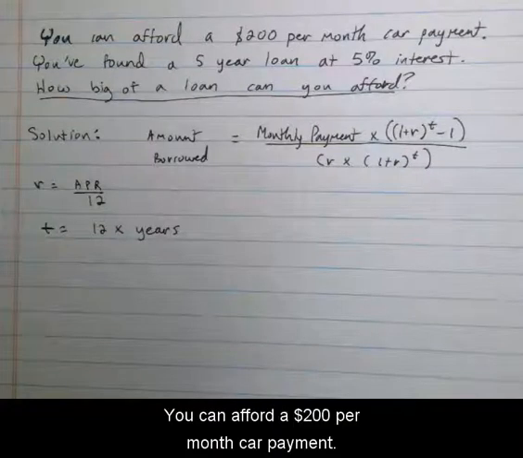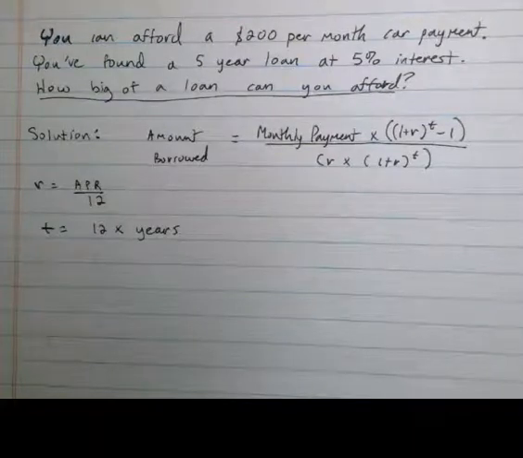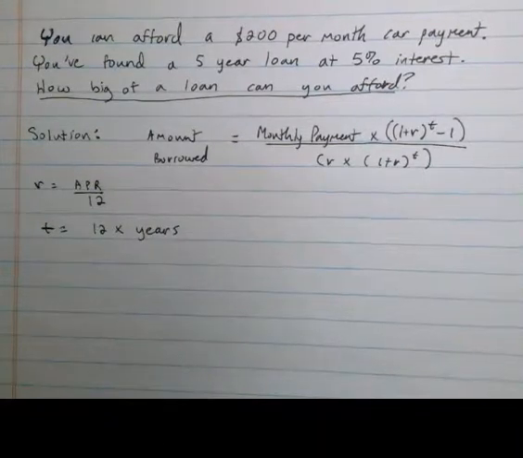You can afford a $200 per month car payment. You found a 5-year loan at 5% interest. How big of a loan can you afford?